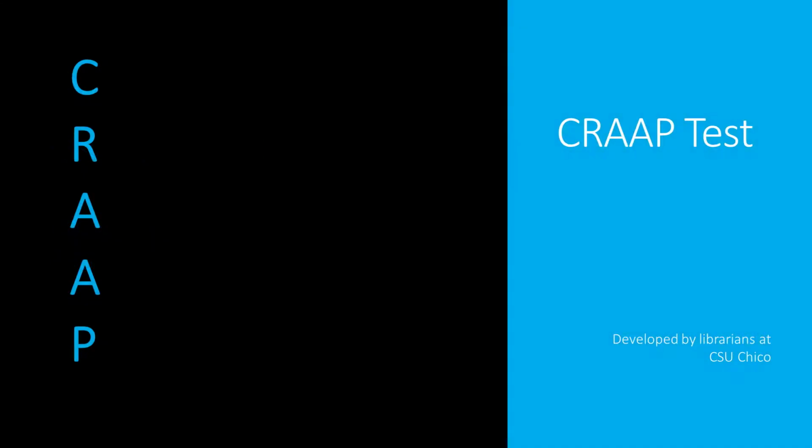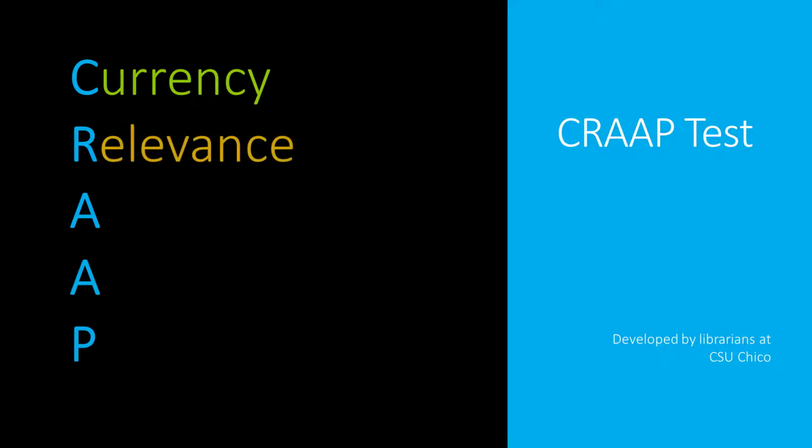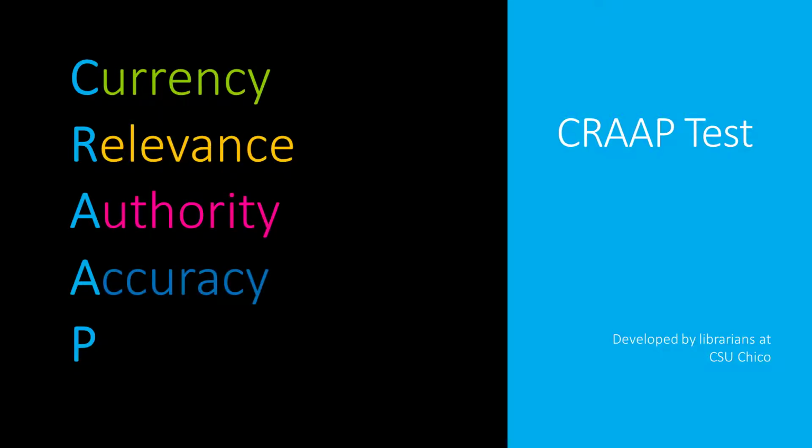There are many evaluation techniques that you can use to evaluate sources. One of these techniques is called the CRAP test. Developed by librarians at the Merriam Library at CSU Chico, CRAP is an acronym for the criteria that can be useful for evaluating any source for reliability: currency, relevance, authority, accuracy, and purpose. Let's explore this a little further.